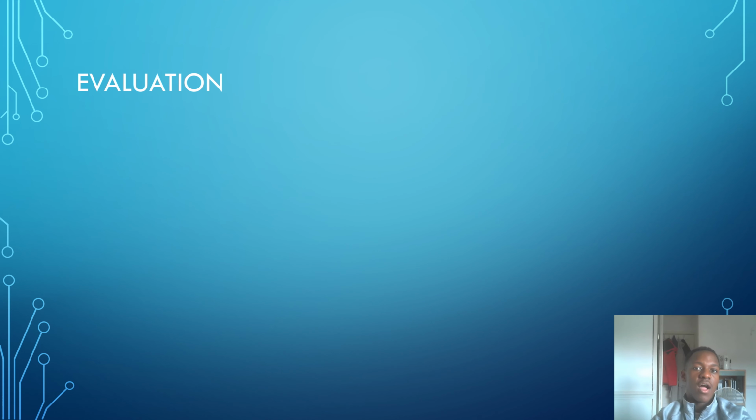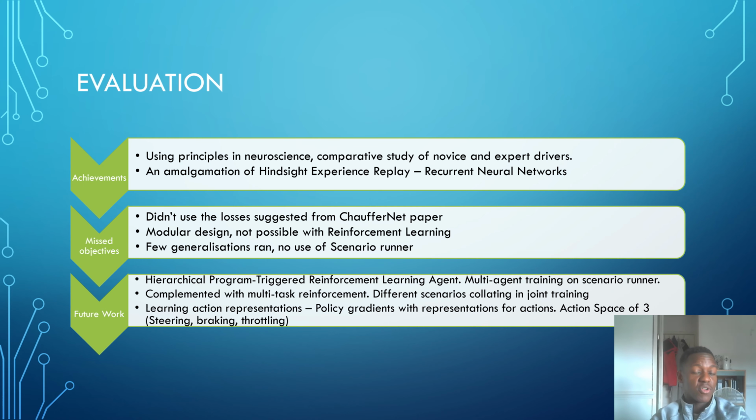So in total, I was able to use principles from neuroscience and other papers to accelerate learning, but there were quite a few missed objectives. For example, I wanted to use the losses suggested from Google Waymo as part of the systems of rules and punishments. I wanted the design to be modular, and it turns out you really can't do that with reinforcement learning. You just put everything into the observation space and let the policy work out over time what to do with its new information. Even adding LiDAR was quite difficult, which I didn't do in the end.